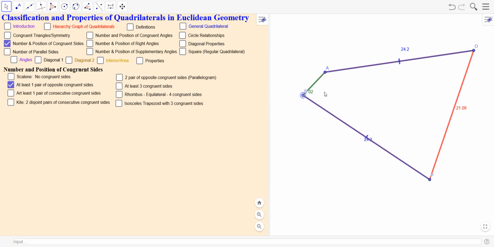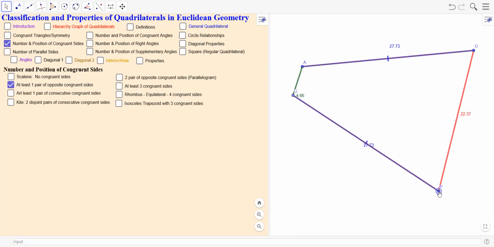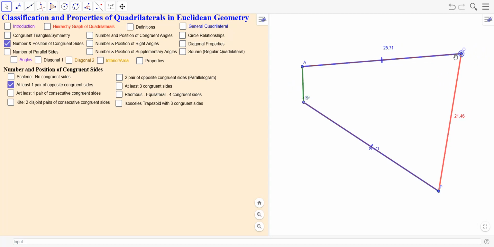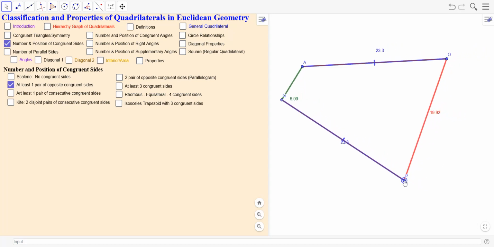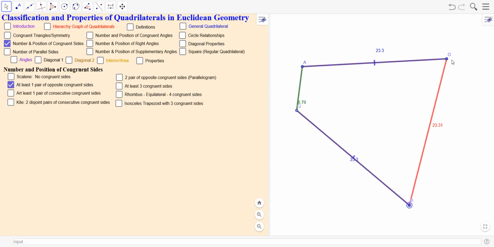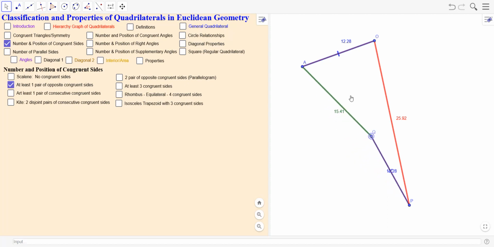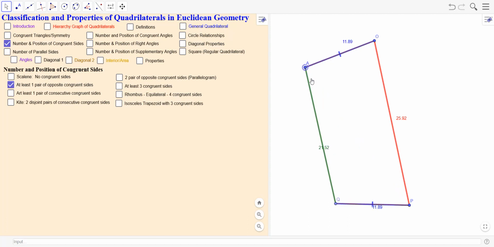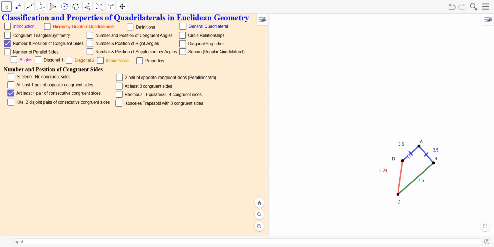Somewhere in here, depending on where I end up with this, it could possibly be an isosceles trapezoid. Let's see if I can get there. I don't know if I can. I need to make these things parallel. No, not there. But anyway, you see the idea. We can get lots of different things here. This shows you that a pair of opposite sides congruent is not enough to make it an isosceles trapezoid or a parallelogram. What about a pair of congruent sides that are consecutive, like AB and AD?